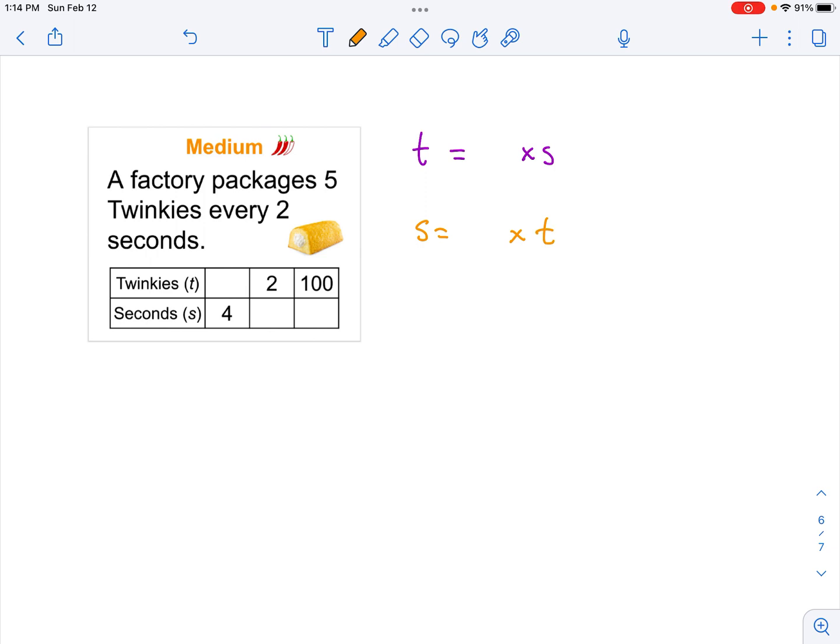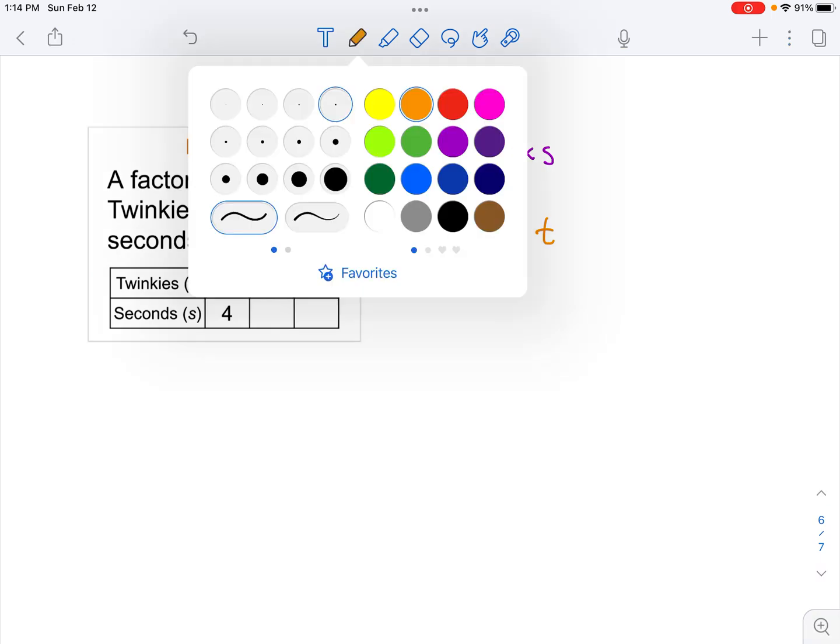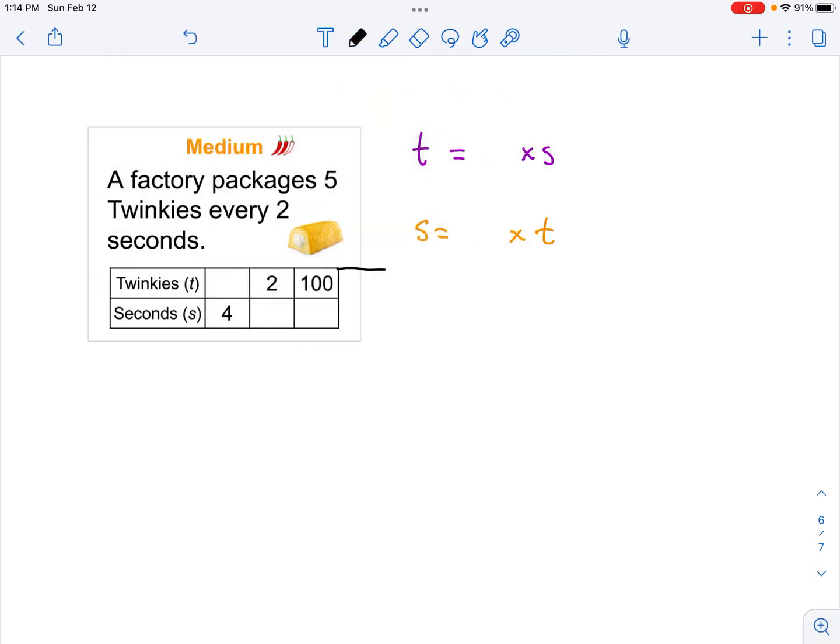I need to find the constants of proportionality. So I'm going to add some entries to my table to help me out there. Okay, so I want to know when I make 1 Twinkie, how many seconds will it take? And if I have 1 second, how many Twinkies can I package? Those will be the constants of proportionality.